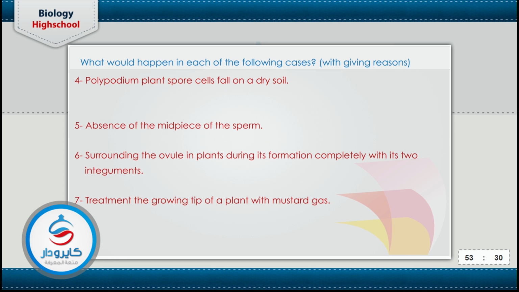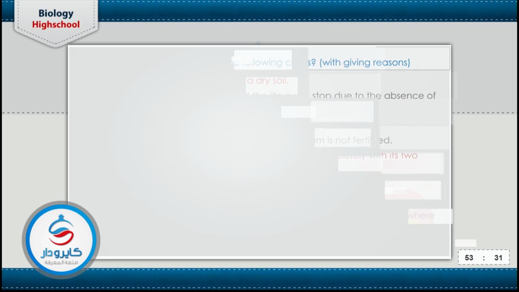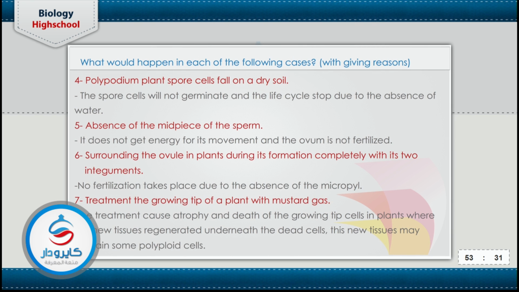Number 7, the treatment of the growing tip of a plant with mustard gas. We know that mustard gas, colchicine and nitrous acid are chemical substances. When we treat the growing tip of the plant with colchicine, nitrous acid or mustard gas, the treated cells will die, but the cells beyond these cells will divide to produce a number of cells which act as a polyploid, due to the absence of the middle lamella that forms after the division of the cell.